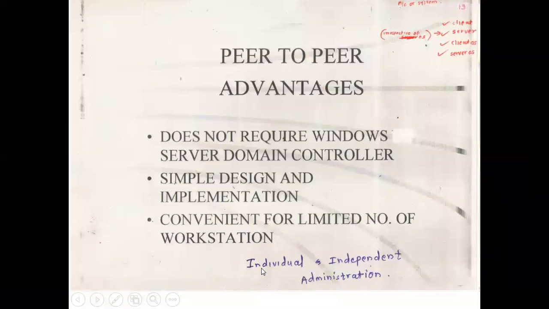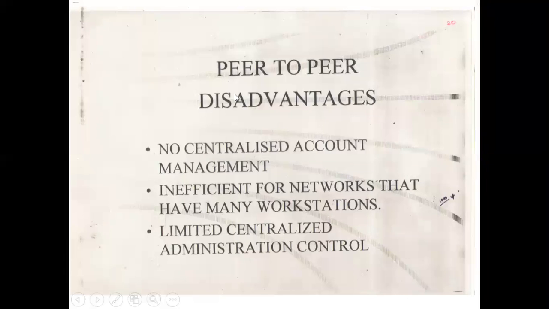So in other words, you can say individual and independent administration. Whatever laboratories are available in our PICT campus, as far as ENTC is concerned, they are configured as a peer-to-peer model. For example, take the DSP lab in which you are doing ITCC and practicals. There you will find 30 Windows based machines. Such a peer-to-peer network is configured in that lab because you will not find any server machine over here. The second thing is, what's the disadvantage of a peer-to-peer system?